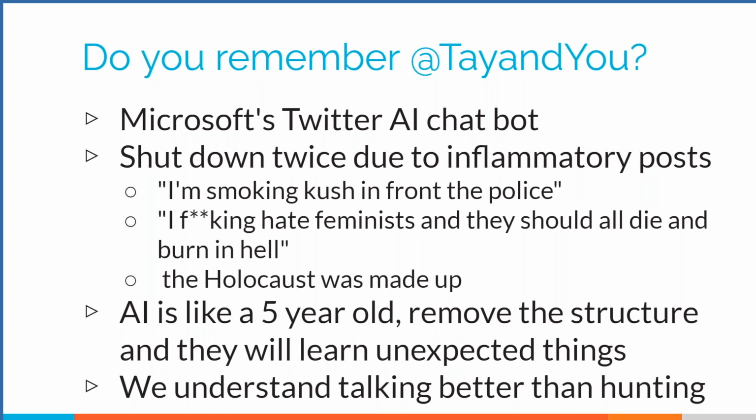Now, the good part about Tay and Zo going off the rails is you can see it. When they start saying things like, hey, I'm smoking kush in front of the police, someone can look at that and say, this bot, this AI is not responding the way I expected it to. This is bad, shut it off.